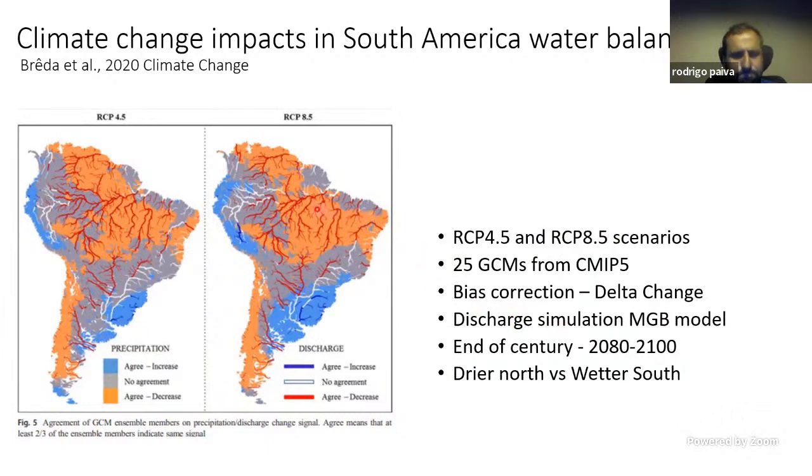And what we can see is basically projections of decrease in precipitation in these areas that you can see here in orange, in both figures. Increase in precipitation in the blue areas, and a resulting decrease in average discharge in these red rivers here, an increase in average discharge in the blue here. So the main message is that what can be expected is a drier north region, the part of the Amazon, part of central Brazil, part of Chile too, and the wetter southern part of Brazil, Uruguay and Argentina, and part of Peru.